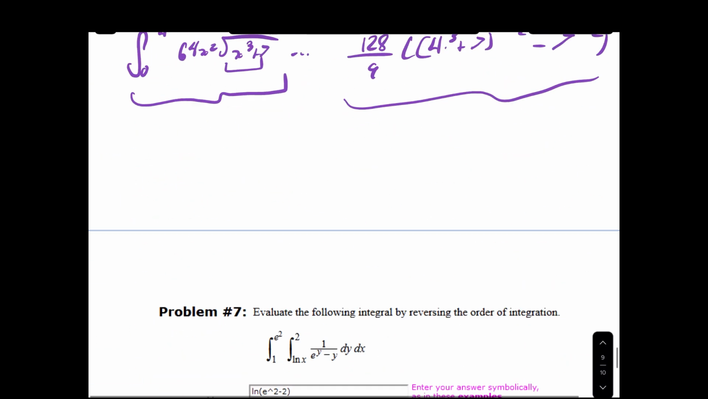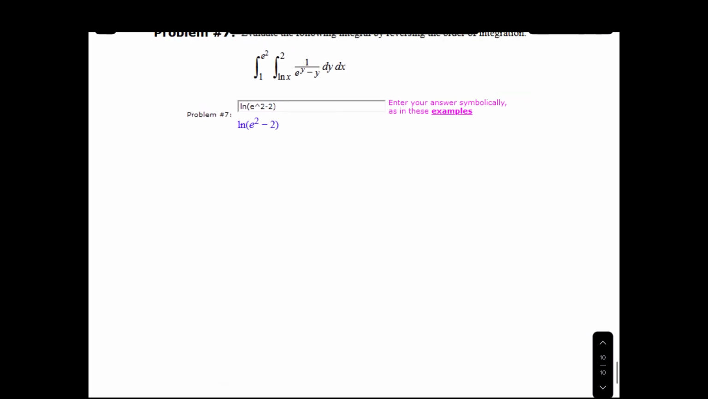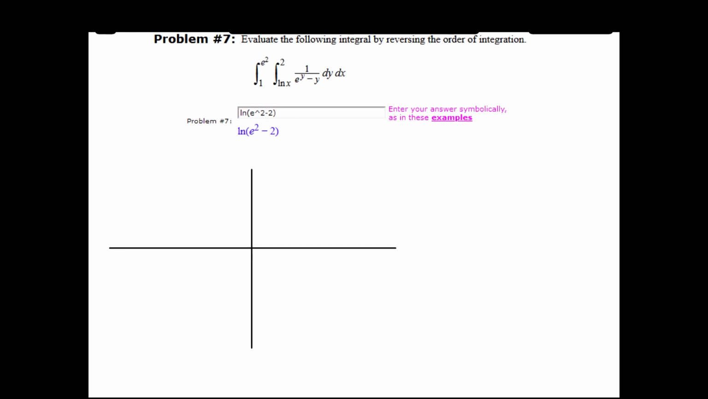Okay, cool. So now we go to 7. We're gonna do the diagram once again. Diagram is our favorite friend here. So now what we're gonna do is, let's start with dy.